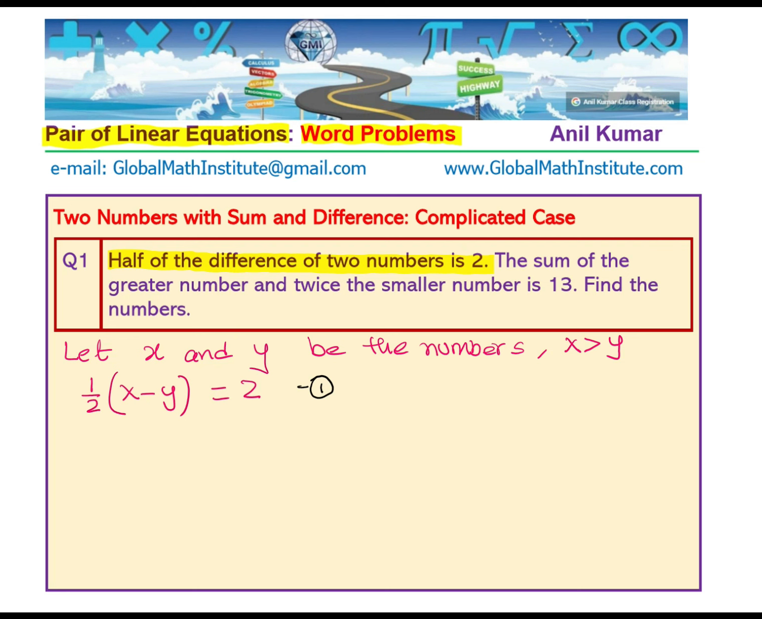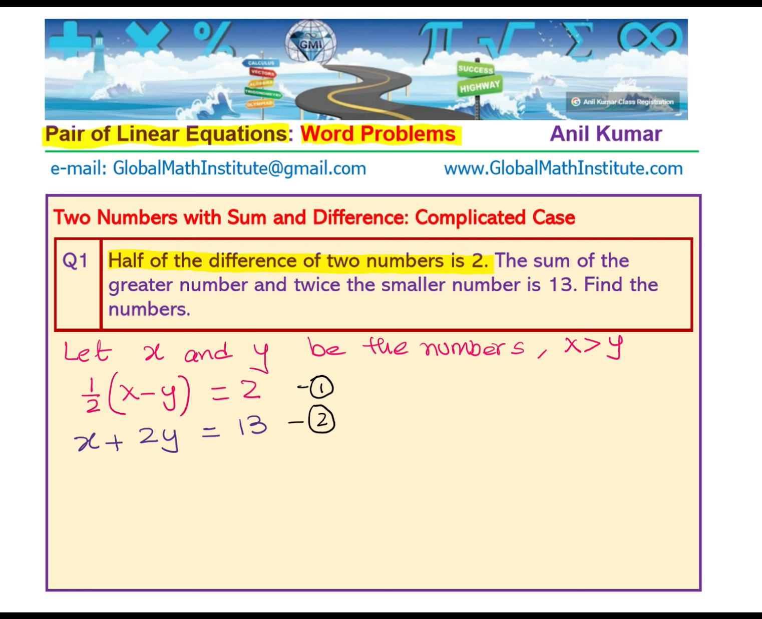Second statement is the sum of greater number and twice the smaller number is 13. So greater number is x. So sum of greater number, which is x, plus twice the smaller number, which is y, right, is 13. So you get a second equation. We'll label this as 2.